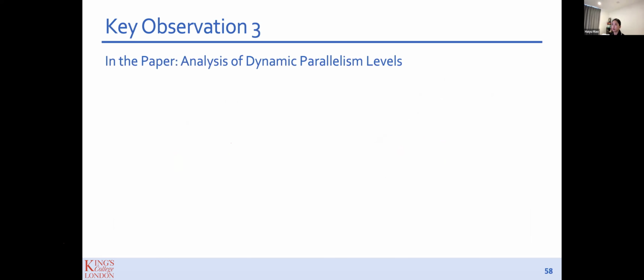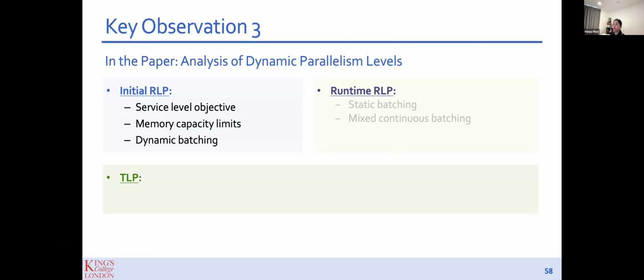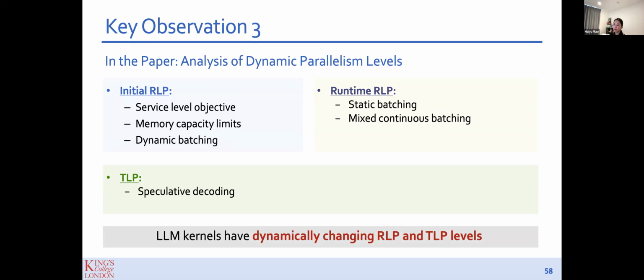So the third observation is that in the paper, we have more analysis of dynamic parallelism levels. There's the initial ILP and the runtime ILP and TLP. All of this can change the parallelism levels and change the demands for computation at the memory access. So we conclude that the LLM kernels have dynamically changing ILP and TLP levels.